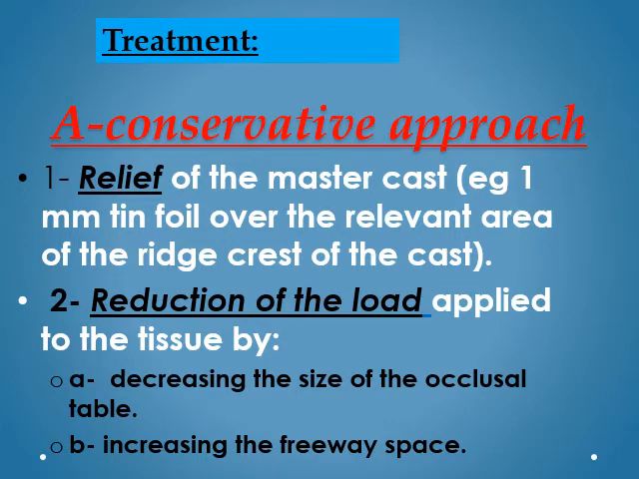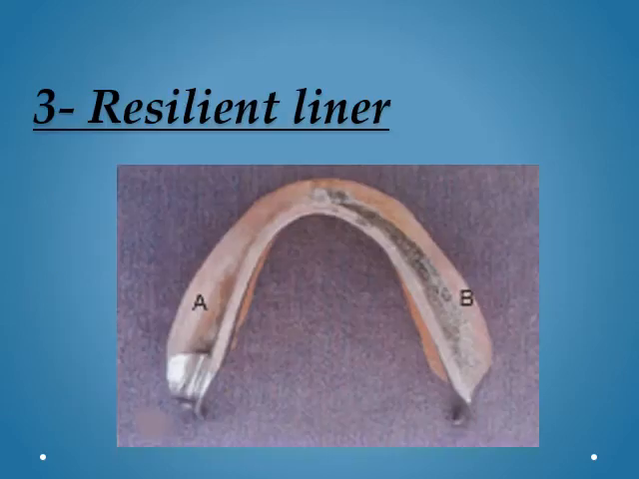Treatment: conservative approach، في حاجة سهلة نعمل relief on the master cast. For example 1 mm tin foil over the relevant area of the ridge crest on the cast، ان انا اعمل relief عشان ما يبقاش فيه touch pressure على الثين ميوكوزا اللي مغطية السين ريدج او الشارب ريدج. Reduction of the load، تاني حاجة ان انا ممكن اقلل اللود applied to the tissue by decreasing the size of the occlusal table, increasing the freeway space.